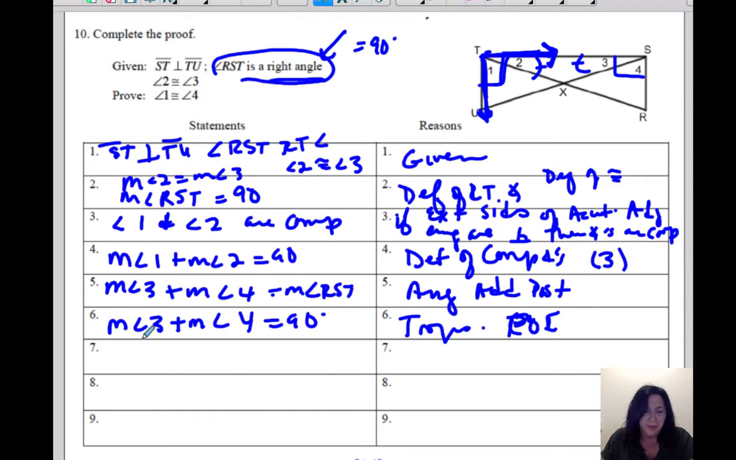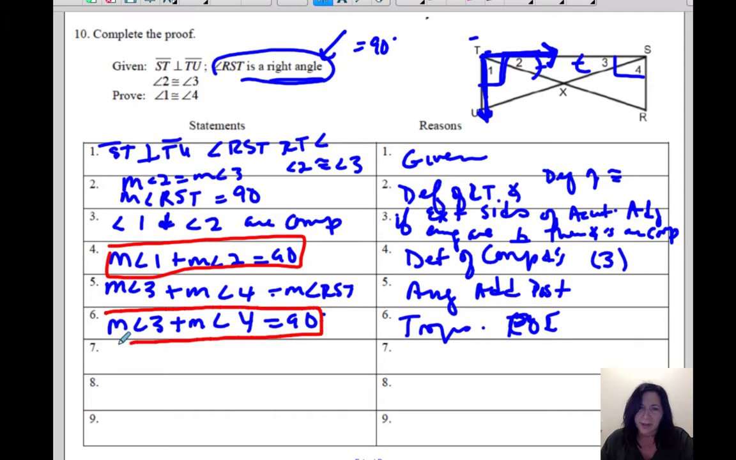All right, number 7 says, well, we know that, this is what we know. We know that 1 plus 2 is 90. And we know that 3 plus 4 is 90. And this is what I was saying in the beginning. Okay, finally got around to saying that. So if those are both 90, we can set 90s equal to each other. And that's substitution property of equality.